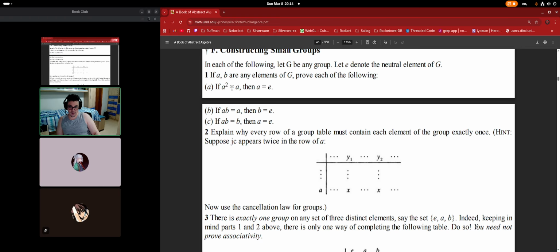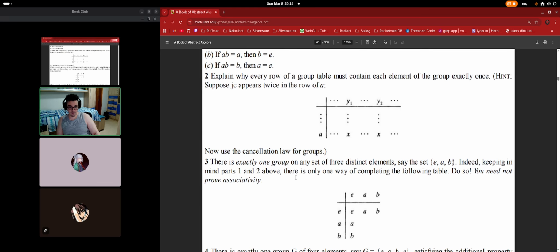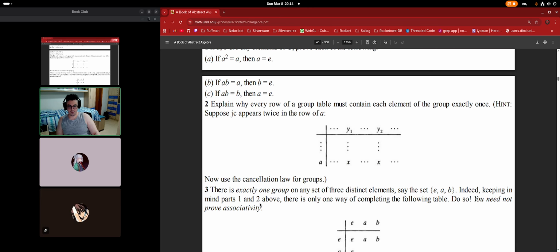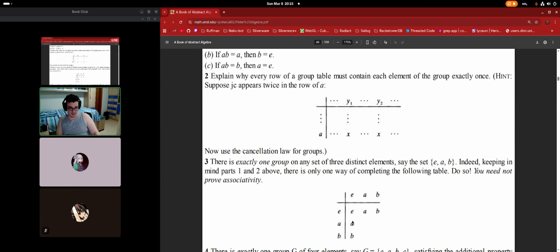For example, if a squared equals a, then a must be equal to e, because it's essentially saying that this a and this a must be... how should I say this? Well, it's also saying that AB must be equal to A. So if AB is equal to A, then b equals e, which is not really a third distinct element.